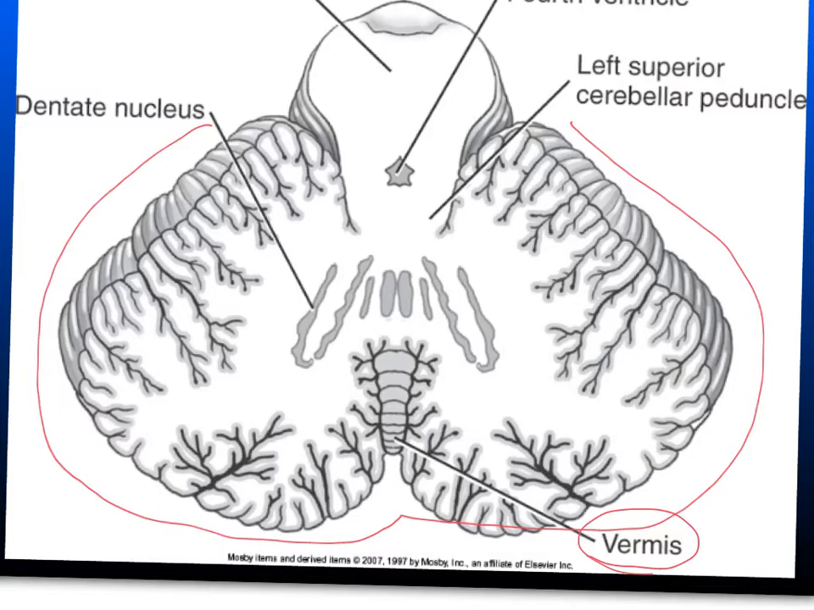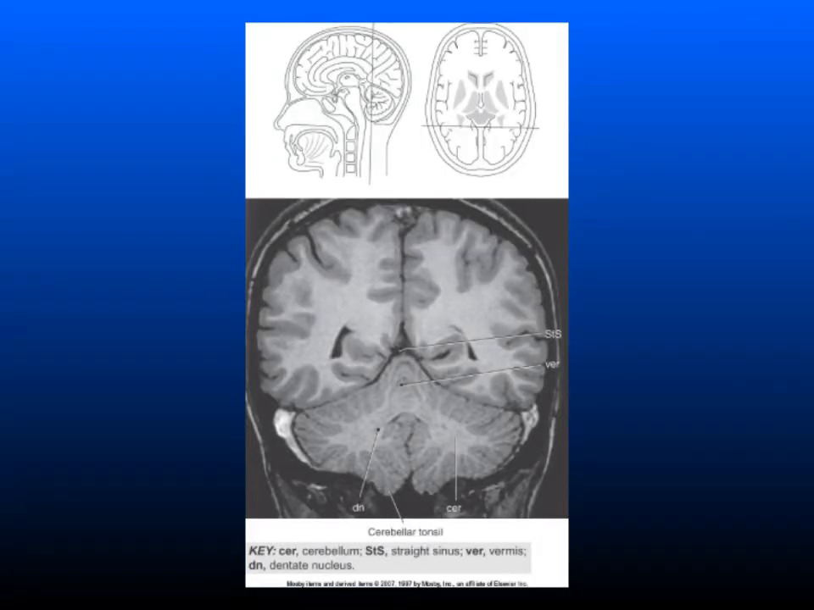This is different than what we talked about before, the falx cerebelli. So it's different, don't mix it up. Vermis is actually a structure that's in the middle of the two hemispheres of the cerebellum. Okay, this again shows cerebellum and the vermis that's in the middle.